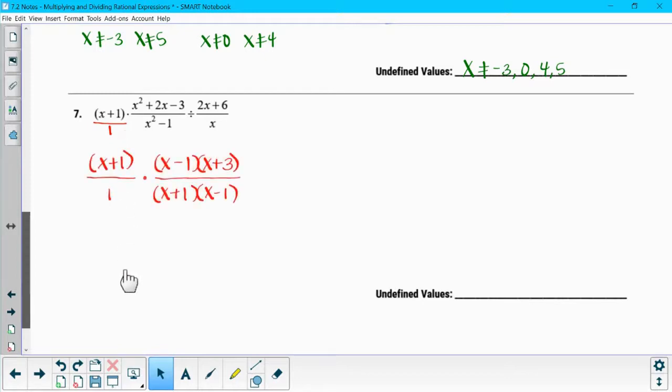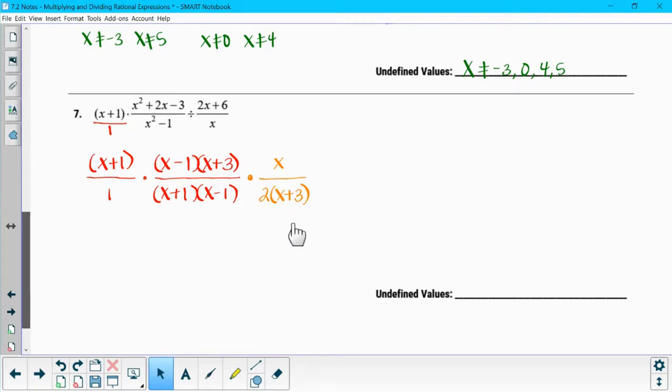So I went ahead and I'm starting to combine steps, starting to pick up the pace a little bit. So x plus 1 over 1 times the factored form of my numerator is x minus 1, x plus 3. The factored form of my denominator is x plus 1, x minus 1. Now, this division symbol is telling me I'm going through the process of keep, change, flip. I've kept the first fraction exactly as it is. I've changed to multiplication and I've flipped my second fraction. So now I have x over 2x plus 3.